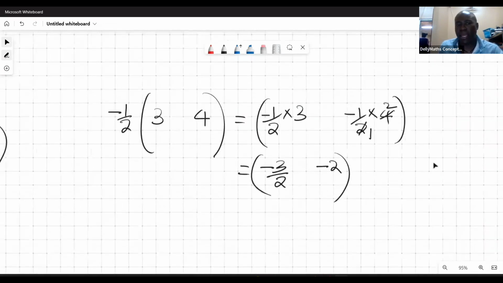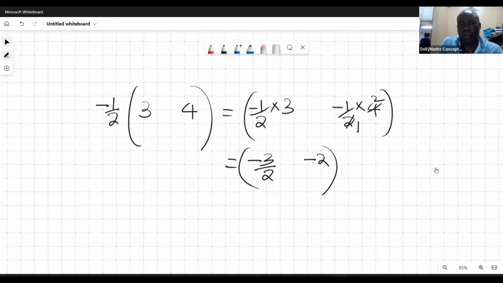So basically then in scalar multiplication, we're applying anything that is directly outside, and it will be multiplied by all the elements that are actually inside the matrix.